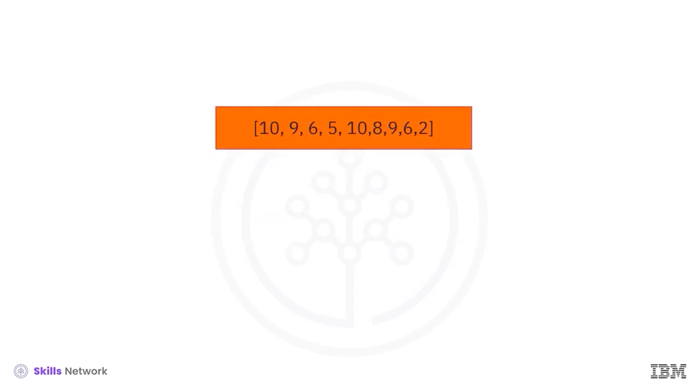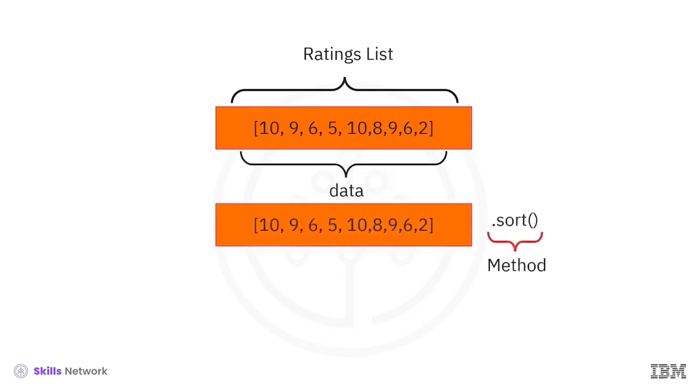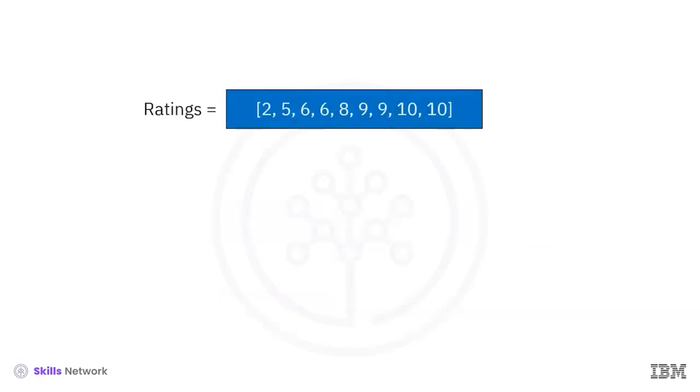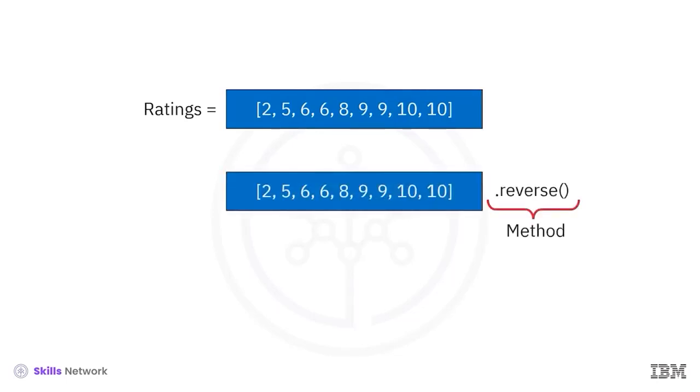We have the ratings list represented in orange. The data contained in the list is a sequence of numbers. We call the sort method. This changes the data contained in the object. You can say it changes the state of the object. We can call the reverse method on the list, changing the list again. We call the method reversing the order of the sequence within the object.